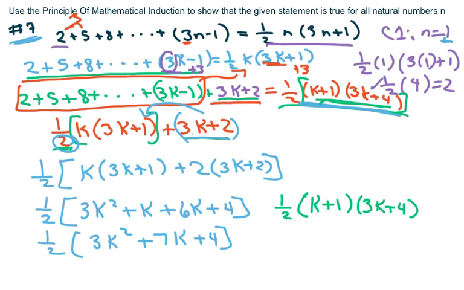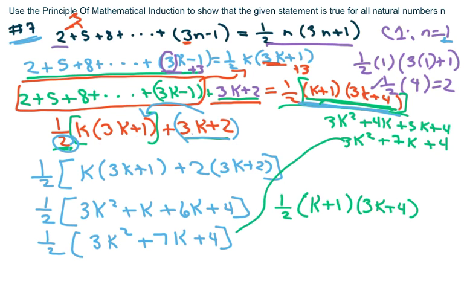Or if you want, you could FOIL this out. If you FOIL this part out, you get 3k squared plus 4k plus 3k plus 4, which gives you 3k squared plus 7k plus 4. And then you can match it up that way. So either way, the left side should look like the right side. So we have proven condition 1 and condition 2. Therefore, the given statement is true for all natural numbers n.